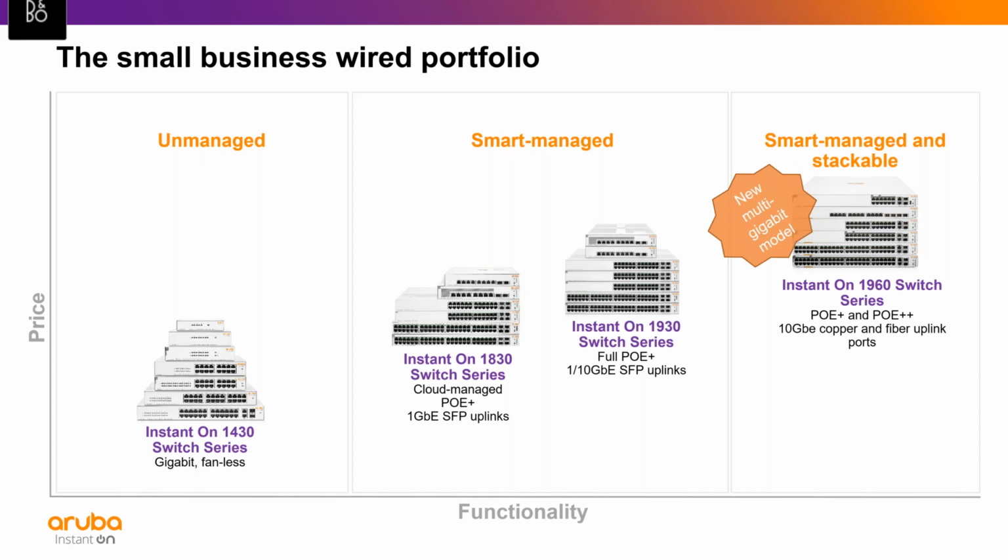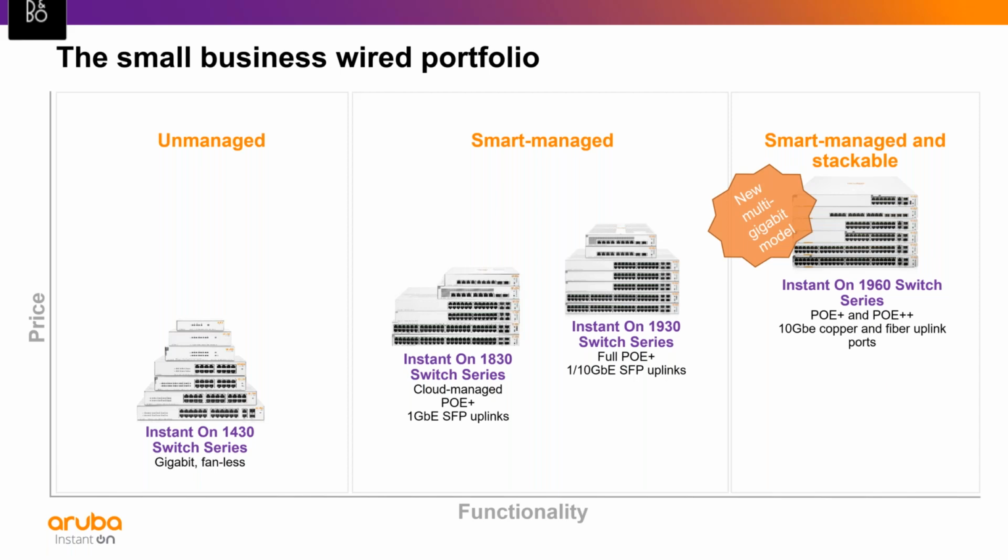Moving on up to our smart managed portfolio, we've got our 1830 series of switches, which are cloud managed, and can also be locally managed as well. And that's the same with all the rest of these products as I move up the stack here. They're PoE plus models. Some of these have partial PoE in which only the first half of the ports support PoE, and that's a cost savings element. But these are basic layer 2 managed switches, and these are 1 gig with 1 gig uplinks. So you can have fiber 1 gig uplinks with these as well.